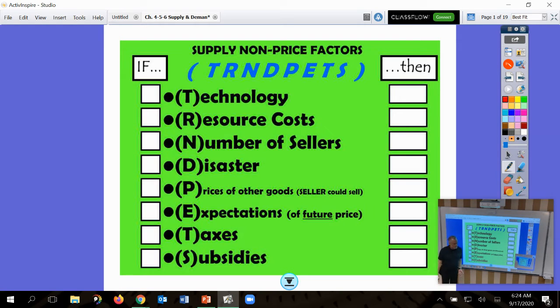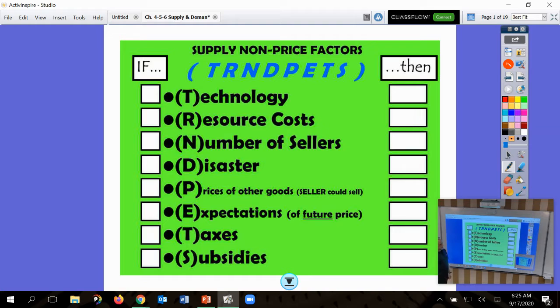So the whole reason we're doing this in the first place is to understand the reasons why we might have a shift of the supply curve. And because there are so many reasons in TRNDPETS, I wanted to give you kind of a cheat sheet. This will take the guesswork out of the homework tonight so that you will know that when you read something that's in a prompt, you now have a way to figure out which direction to shift that curve. And remember, the supply curve is upward sloping, so it might throw you off if you've been doing your demand homework lately. So TRNDPETS is our acronym.